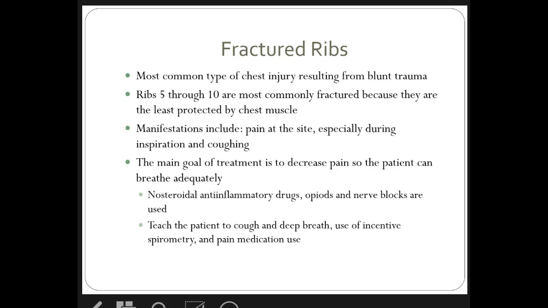Fractured ribs are the most common type of chest injury that results from any type of blunt trauma. Ribs 5 through 10 are most commonly fractured because they are the least protected by chest muscle. Patients complain of pain at the site, especially during inspiration and when they cough. Our main goal of treatment is to decrease the pain so our patients can breathe adequately.